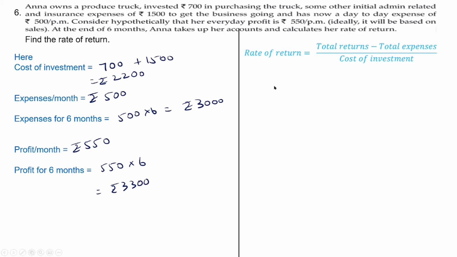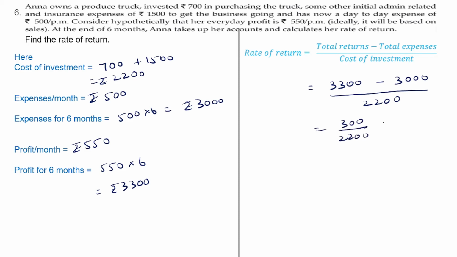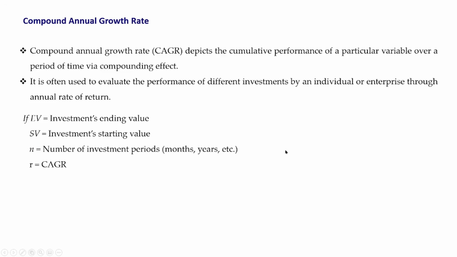And now we have seen a formula: rate of return is equal to total returns minus total expenses upon cost of investment. So using this formula, the total returns is 3300 minus total expenses 3000 upon cost of investment 2200. So it is 300 upon 2200, which is 0.1363. So the rate of return is 13.63%. So this is the rate of return at the end of 6 months.